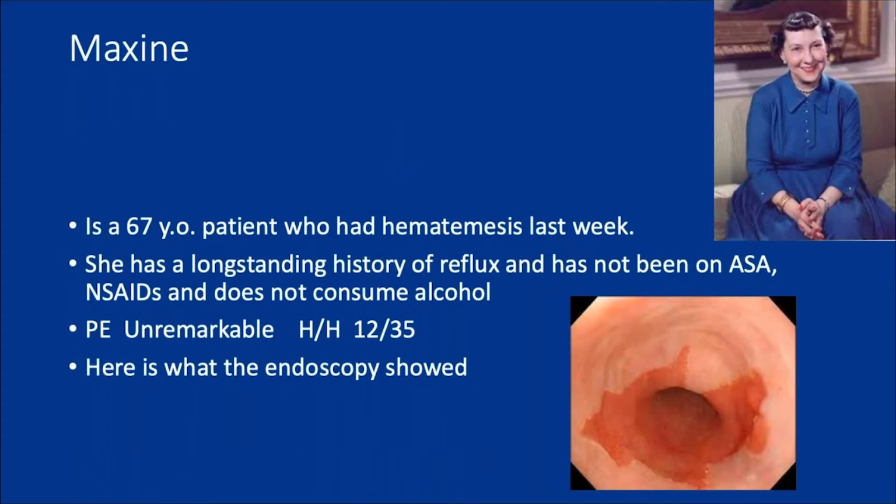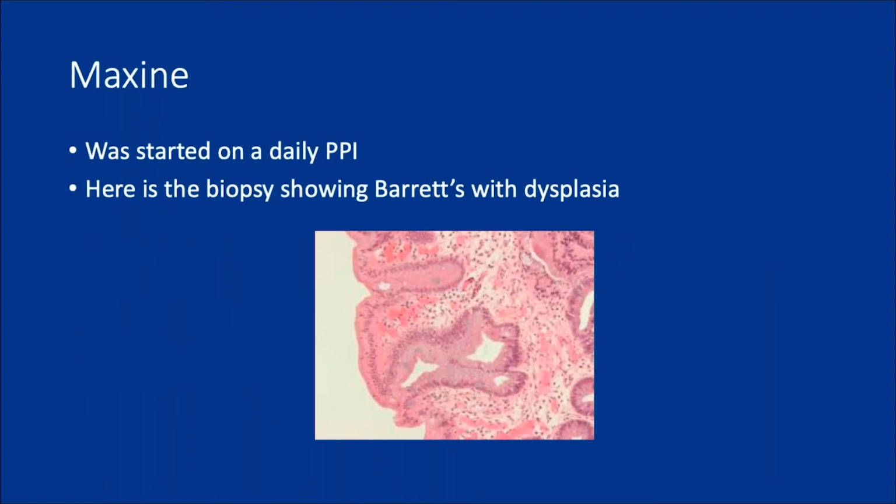Let's talk about Maxine, who is a 67-year-old patient who had hematemesis last week. She has a long-standing history of reflux and has not been on steroids and non-steroidals, and does not consume alcohol. Physical exam is unremarkable. H&H is as above. And here's what the endoscopy showed. And clearly that is a Barrett's esophagus. It's the salmon-colored mucosa with edges that come in the lighter appearing mucosa. And Maxine was started on a daily PPI.